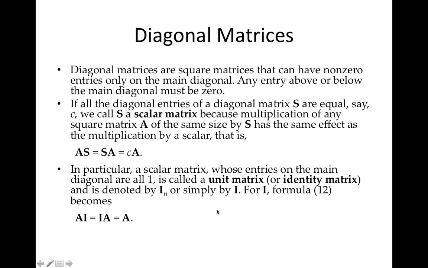In particular, a scalar matrix whose entries on the main diagonal are 1 is referred to as the unit matrix or the identity matrix. Identity is the term that I use more often. It's denoted by I subscript n or simply I. And basically what the identity matrix does is under multiplication, it gives you the original matrix back. So A times I is I times A is A. And we're assuming there, of course, that we have square matrices of the same dimension so that the multiplication is doable.